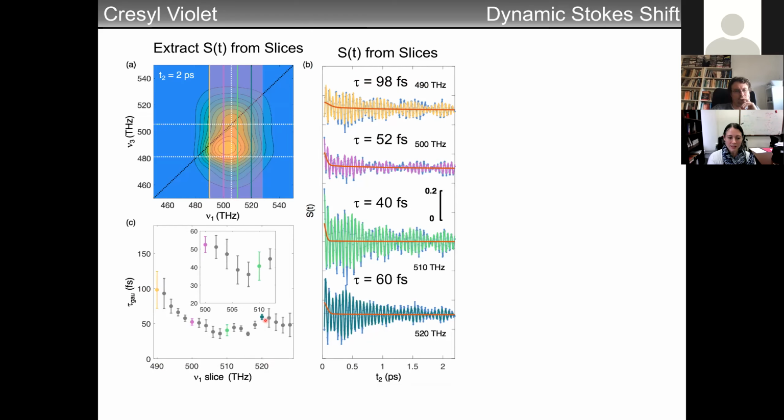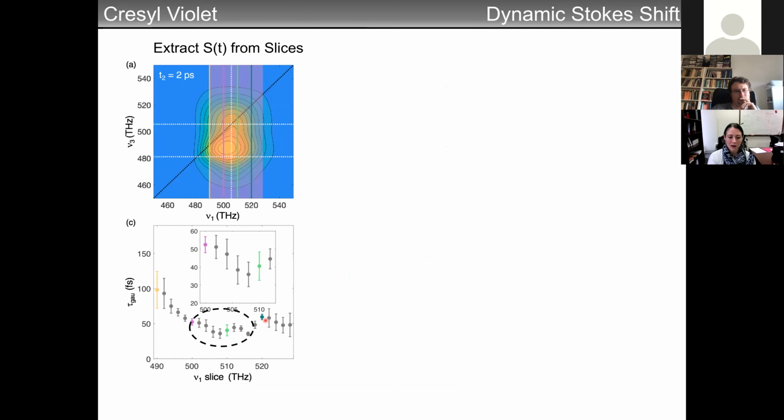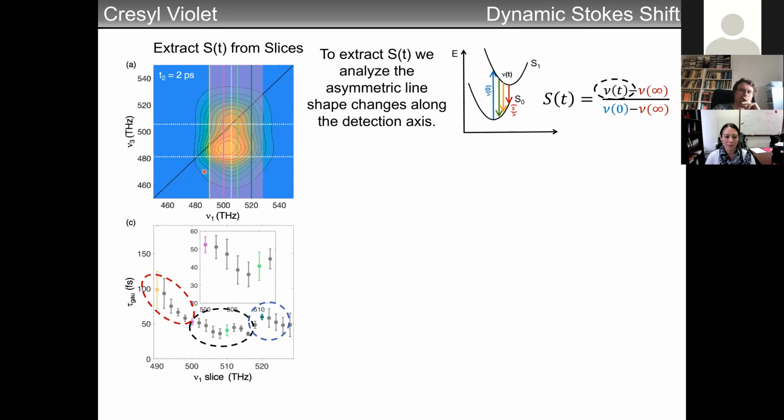Okay. And so when we look at the time scales this way, what we find is at the center of the peak, we can extract the fastest time scales. All right, so we're extracting the fastest sort of relaxation timescales. If we look at the higher frequency side of the peak, so over here, we see the timescale slow a bit. And if we look at the frequencies extracted from this lower side of the peak, the timescales get even slower.